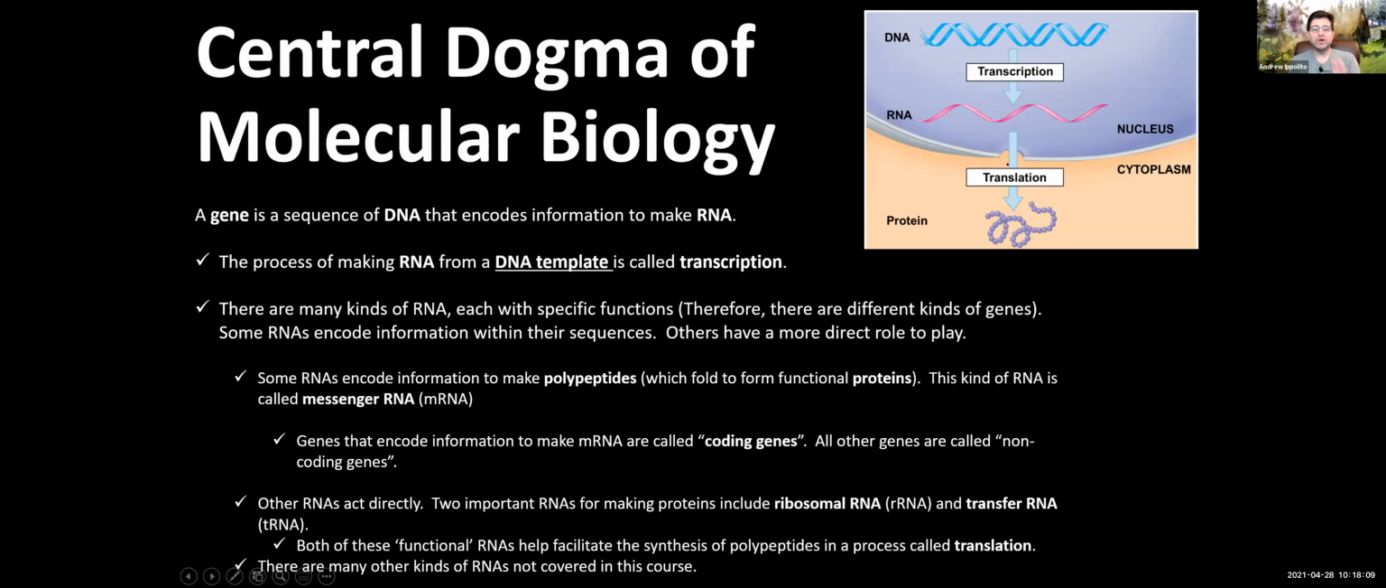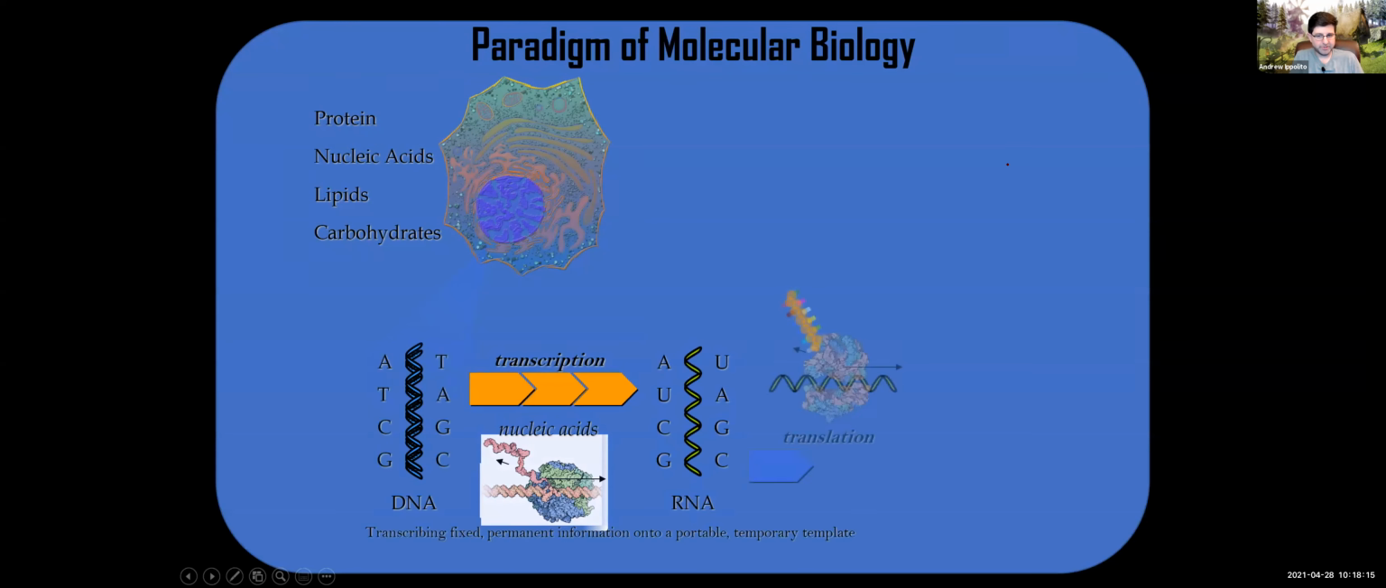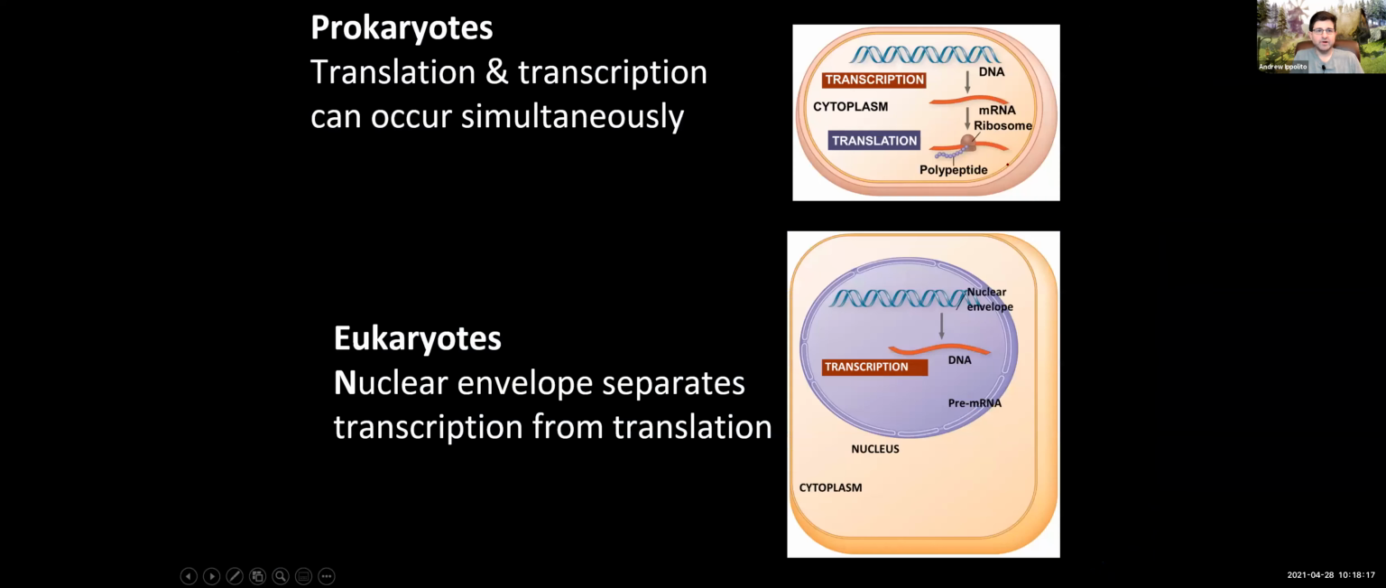All right, we went over this the last time, the idea of the central dogma. We went through this slide here, transcription and translation. We talked about the differences between prokaryotes and eukaryotes, how in prokaryotes it's only happening in the cytoplasm because that's all there is. And so they're happening simultaneously.